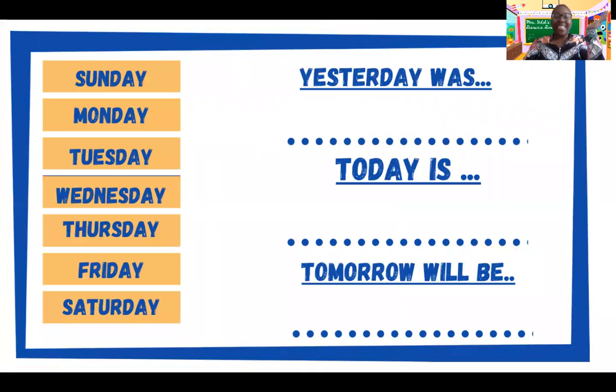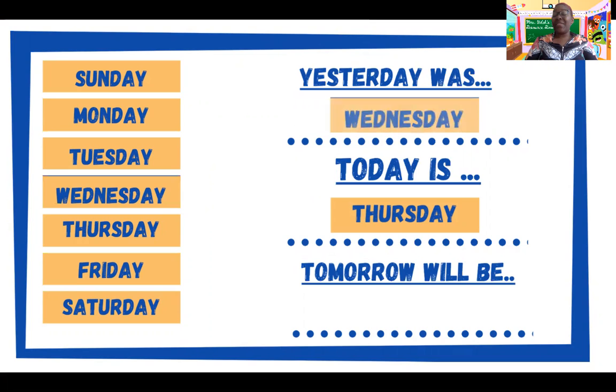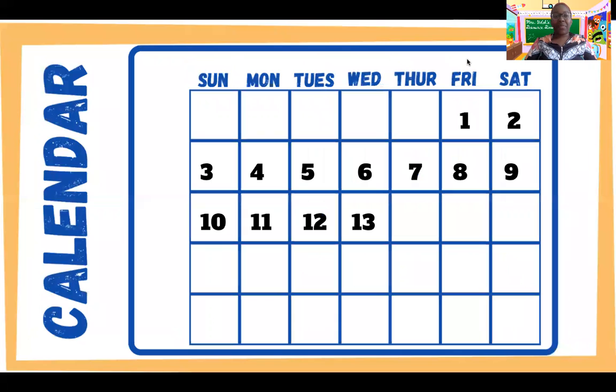Do you know what today is? We are almost at the end of the school week. We have one day left. So what day is it? That's right. Today is Thursday. Well, if today is Thursday, what was yesterday? You guessed it. Yesterday was Wednesday. Well, if yesterday was Wednesday and today is Thursday, what will tomorrow be? You got it. Tomorrow will be Friday.